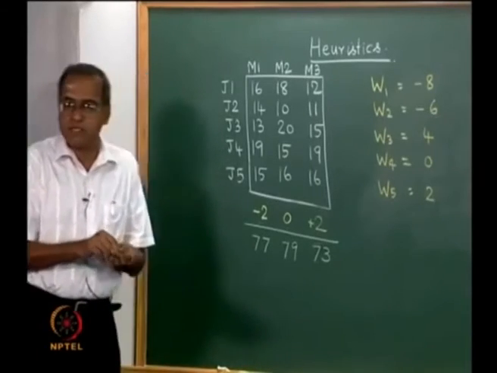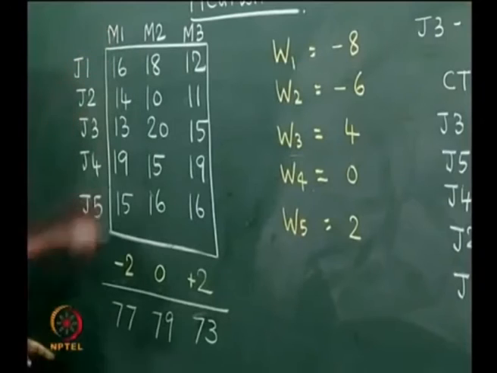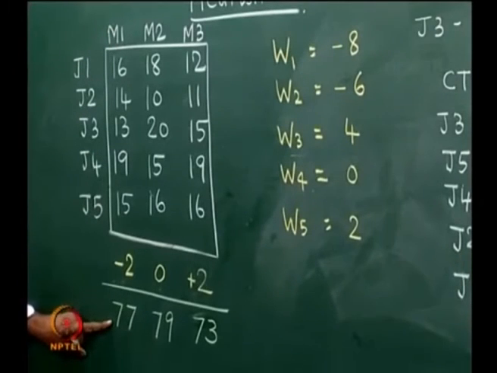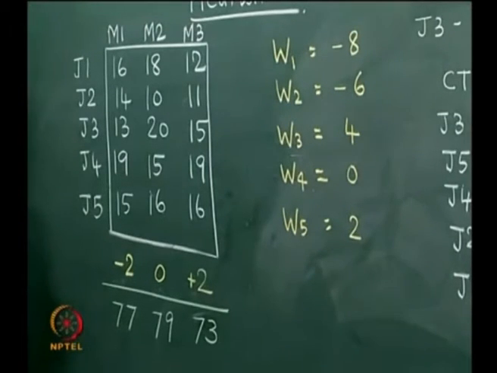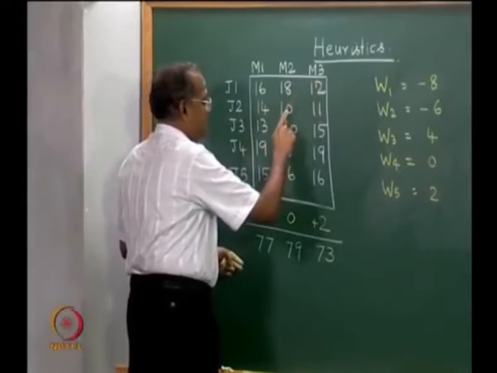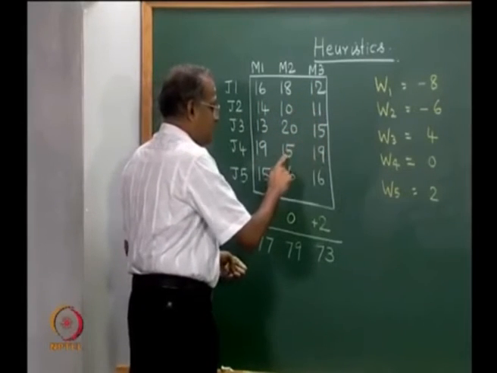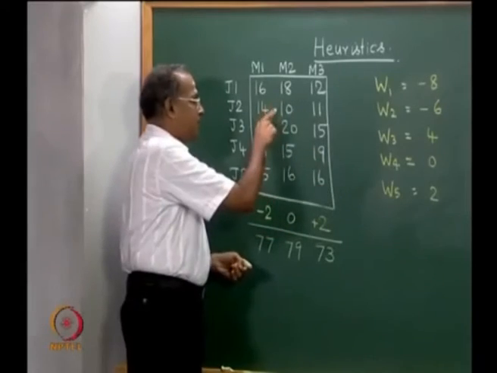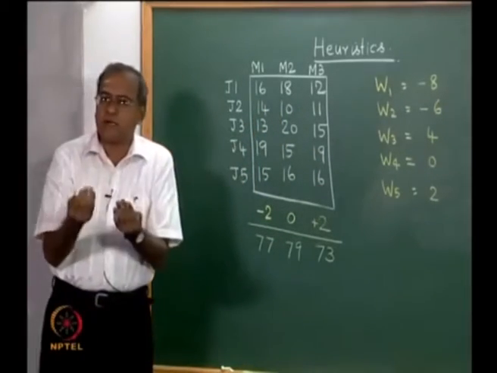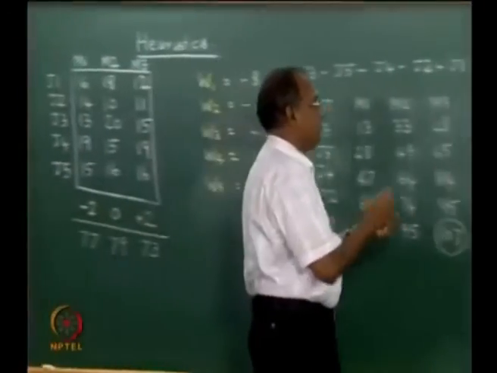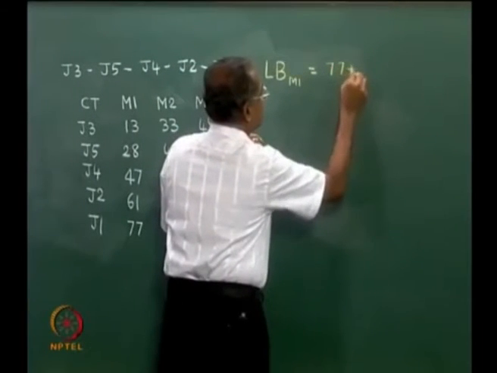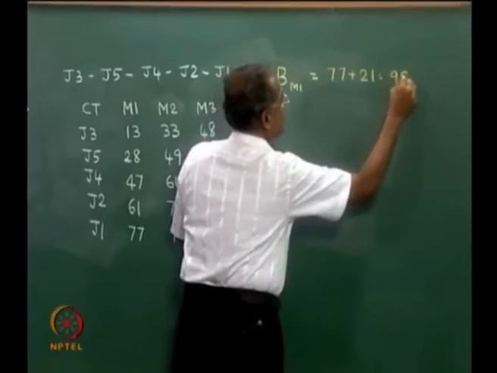So, the lower bound based on each of these is: M1 alone requires 77 time units, but then the last job on M1 has to go to M2 and M3. So, the minimum additional time that we require is the minimum of these sums: 30, 21, 35, 34, 32, 21. 21 is the minimum. So, minimum additional time required is 77 plus 21. So, lower bound based on M1 is 77 plus 21, which is 98.